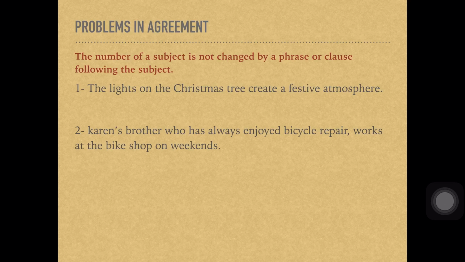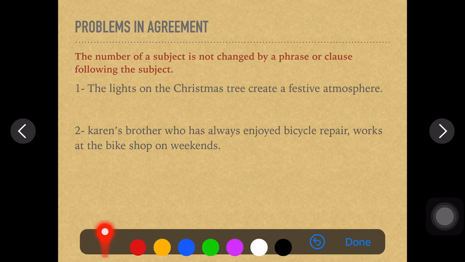We have some problems in agreement. The number of a subject is not changed by the phrase or clause following the subject. For example, the lights on the Christmas tree create a festive atmosphere. The prepositional phrase on the Christmas tree did not affect the number of the subject lights. So the number here is still plural, so the verb must agree with that plural subject.